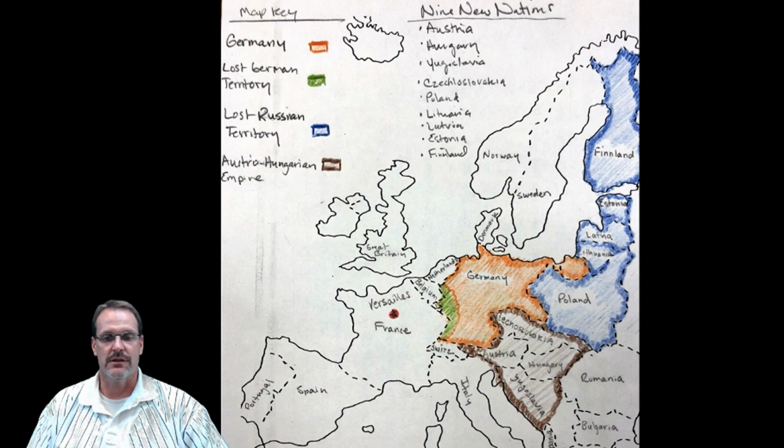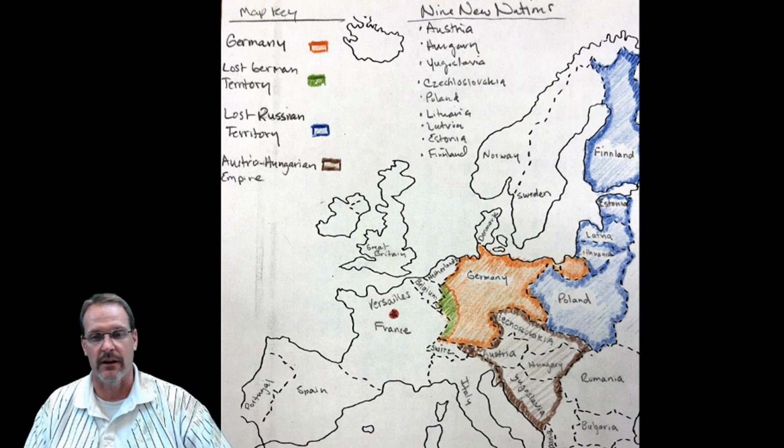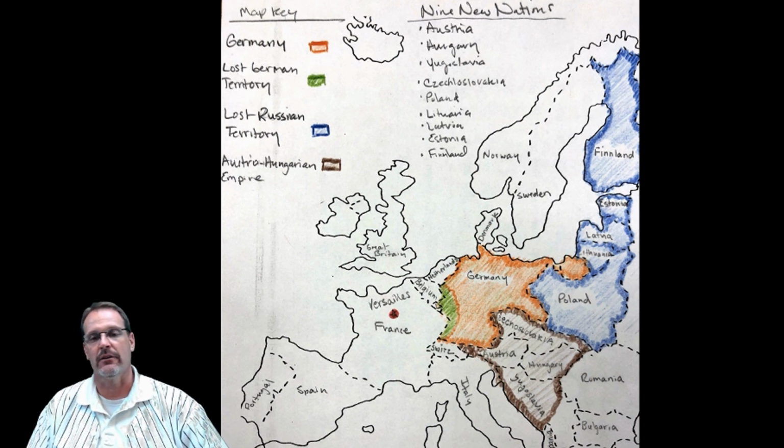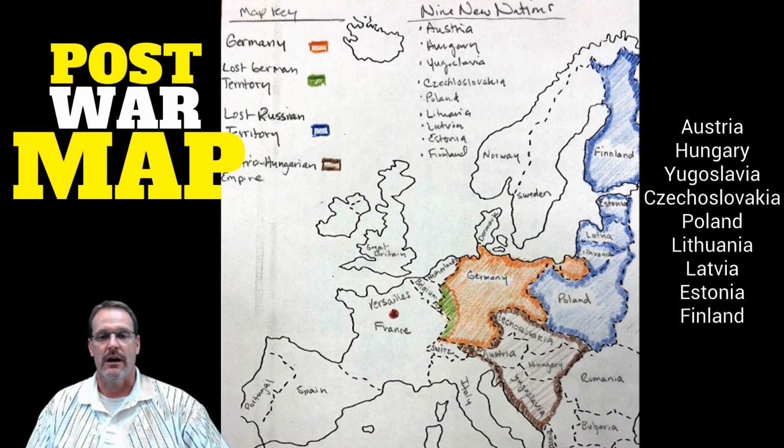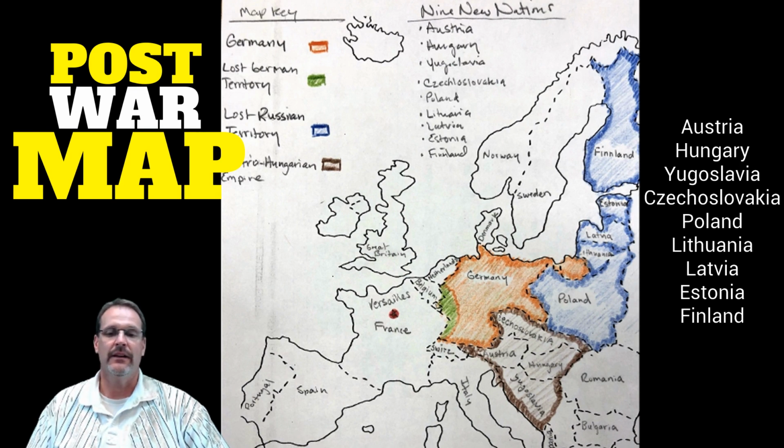Germany itself. So there's the four countries that come out of there, and the 9 nations that are created as a result of the end of the war. So Austria, Hungary, Yugoslavia, Czechoslovakia, Poland, Lithuania, Latvia, Estonia, and Finland. So I think that's it. I think I got everything.